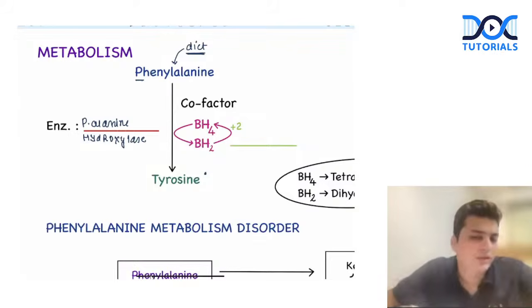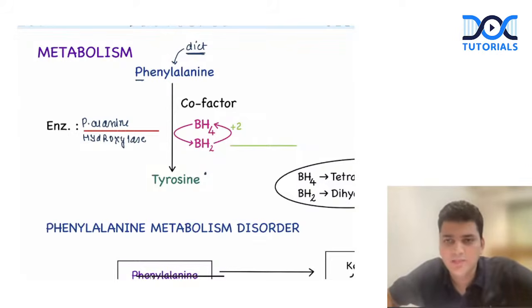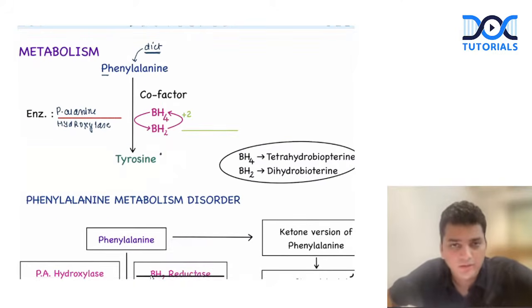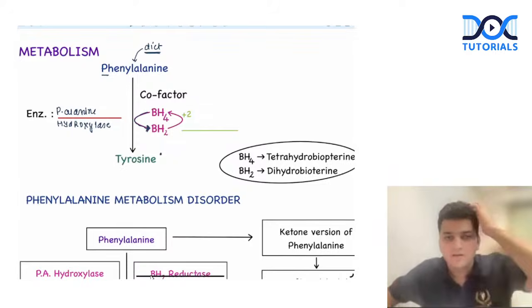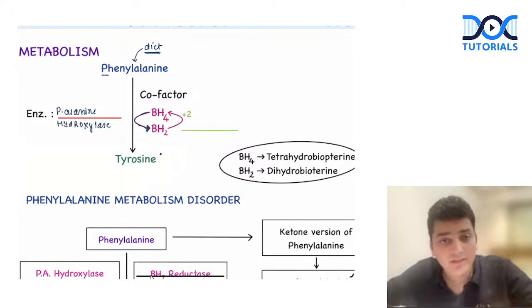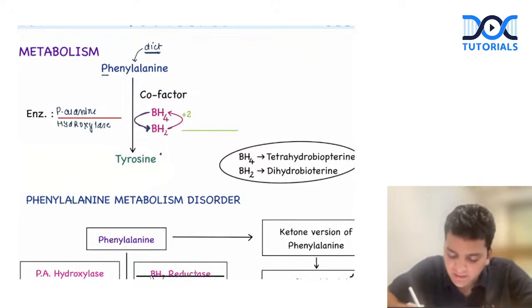And this enzyme only works if BH4 is there. BH4 stands for tetrahydrobiopterin. This BH4 will donate two hydrogens, and the phenylalanine will convert into tyrosine. But if I want to do this reaction again and again, I require BH4 again and again. How will I get BH4 again and again? The BH2 will convert into BH4, and for that, we will add two hydrogens.